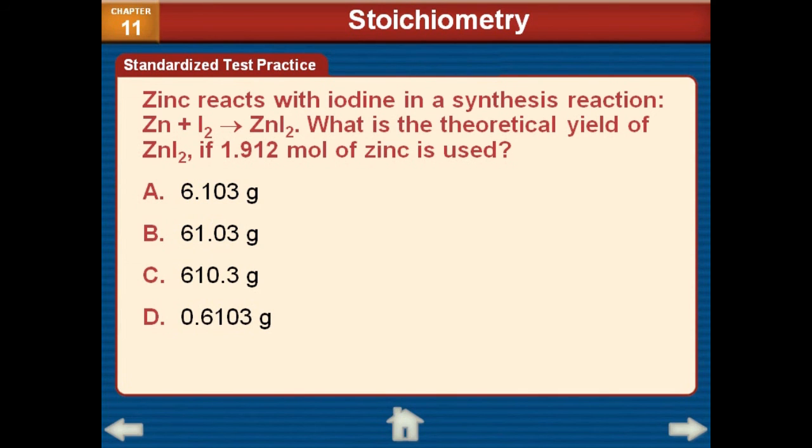Zinc reacts with iodine in a synthesis reaction. Zinc plus iodine yields zinc iodide. What is the theoretical yield of zinc iodide if 1.912 moles of zinc is used? Is it A, 6.103 grams, B, 61.03 grams, C, 610.3 grams, or D, 0.6103 grams? And the answer is C, 610.3 grams.